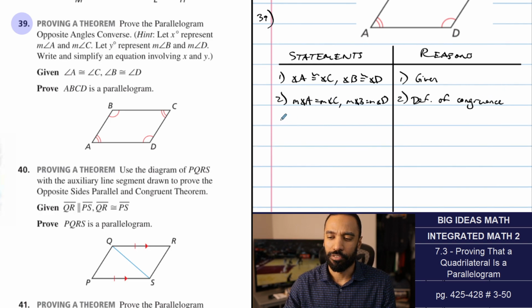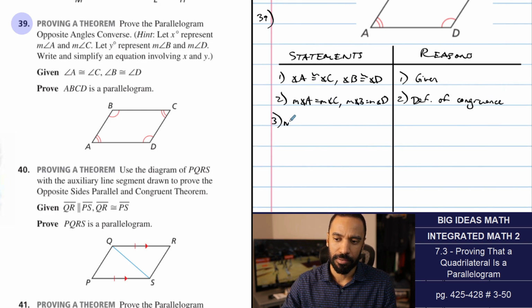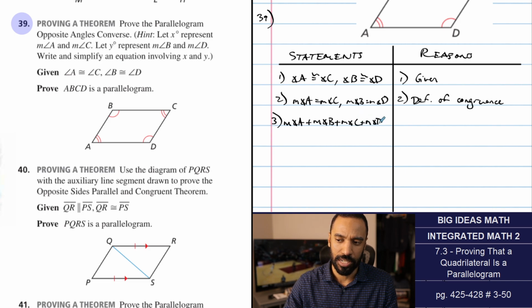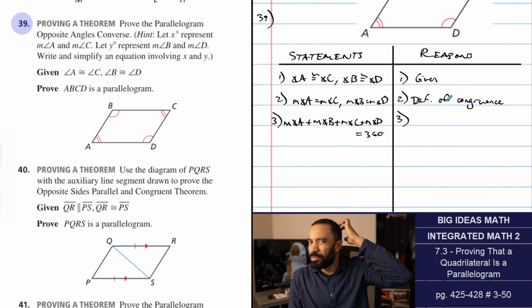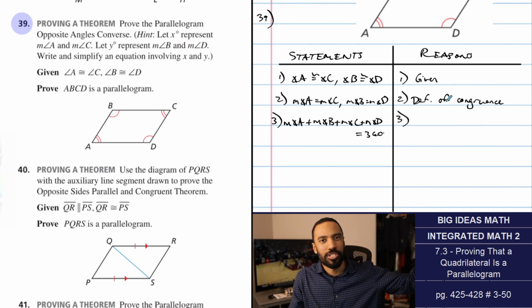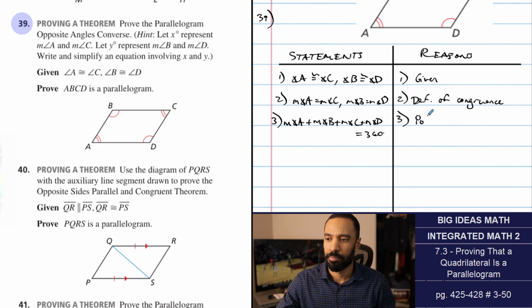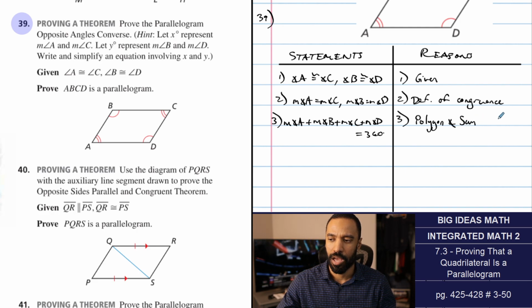So if you add all four of these, you get 360, right? Measure of angle A plus measure of angle B plus measure of angle C plus measure of angle D equals 360 degrees. This is the polygon angle sum theorem for a quadrilateral. Quadrilaterals' angles add to 360.